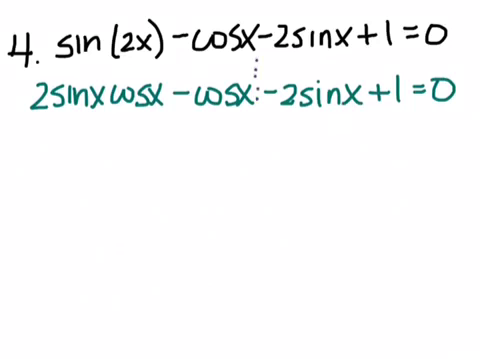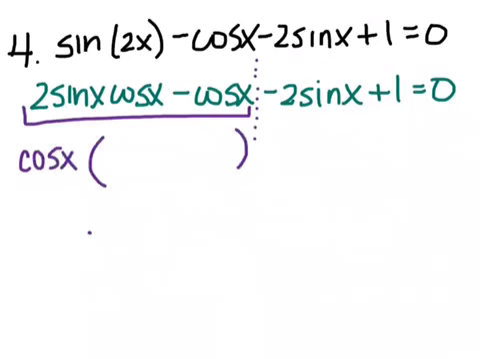We can actually split this in half and just do greatest common factor on the 2 halves. So with 2 sine x cosine x minus cosine x, the like term is cosine. So we're going to take out cosine of x. Remember, we have 2 terms left. We have 2 sine as our first term, and 1 as our second term when we take that cosine out.